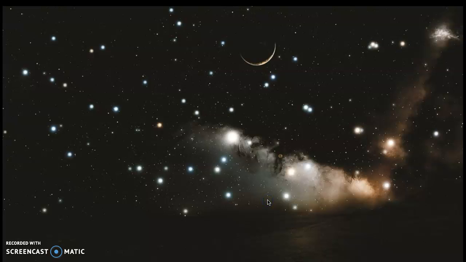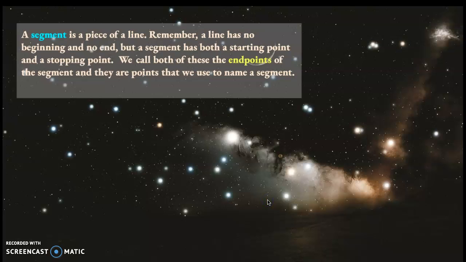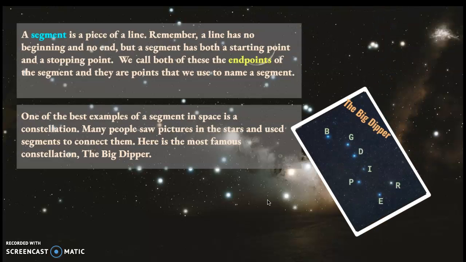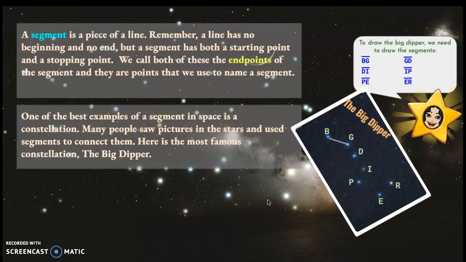So, the first term we're going to look at is a segment. A segment is actually the most commonly used piece of information in geometry. A segment is anything that has 2 endpoints. So it starts at one spot and it stops at one spot.